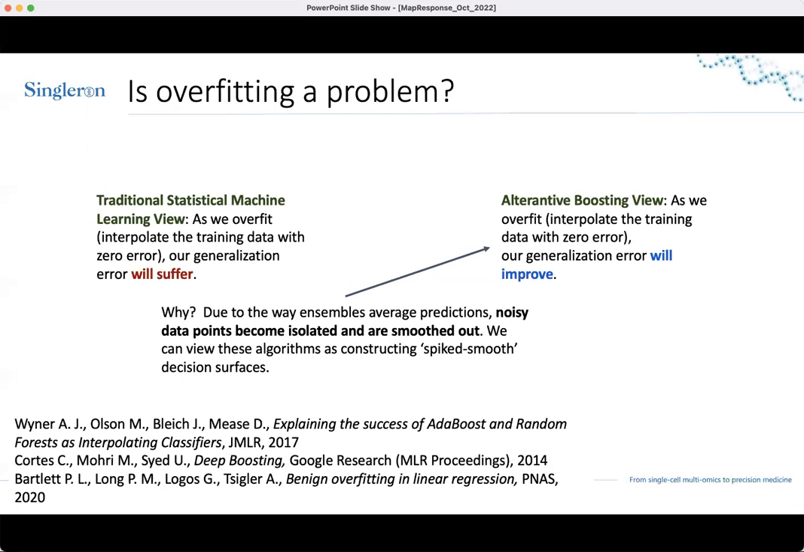But what's maybe even more interesting is the question of whether overfitting is a problem, and how much of a problem it is in a data set, right? So the traditional view in machine learning is that once you start overfitting the data set, once you start interpolating the training data, you're going to generalize poorly to data that you haven't seen. That's the traditional view in machine learning.